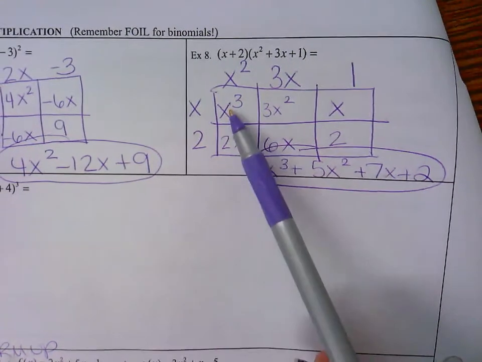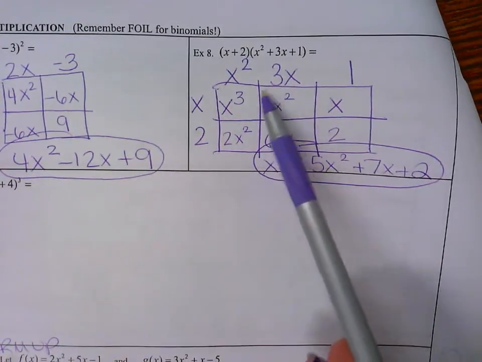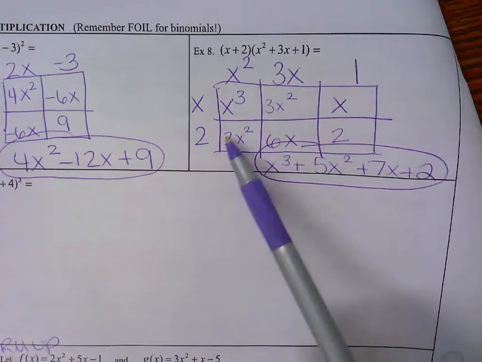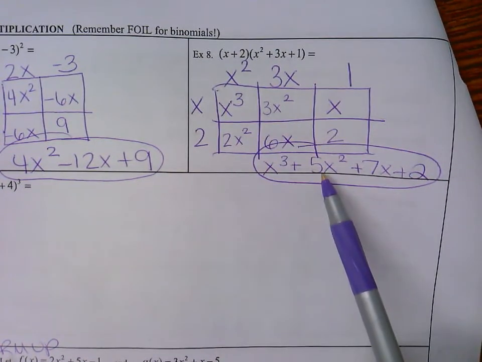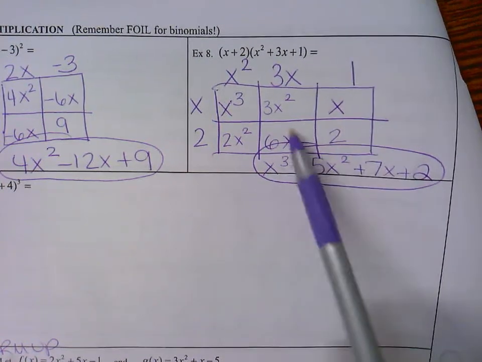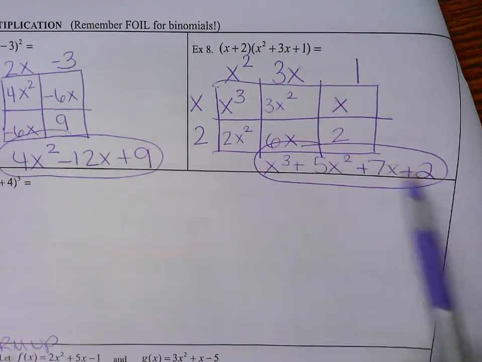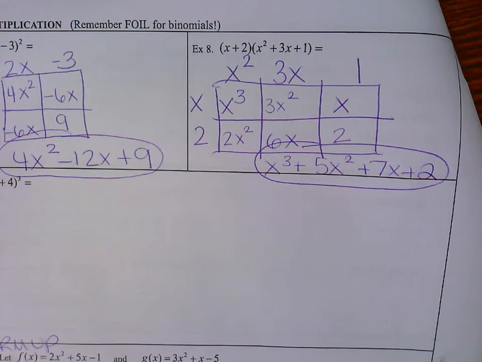Combining like terms. Just x cubed, you should have had a 3x squared and a 2x squared, which adds together to give you 5x squared. And then you have a 1x and a 6x, which adds up to 7x, and then plus 2. Did anyone get that all right? You got it? Okay.